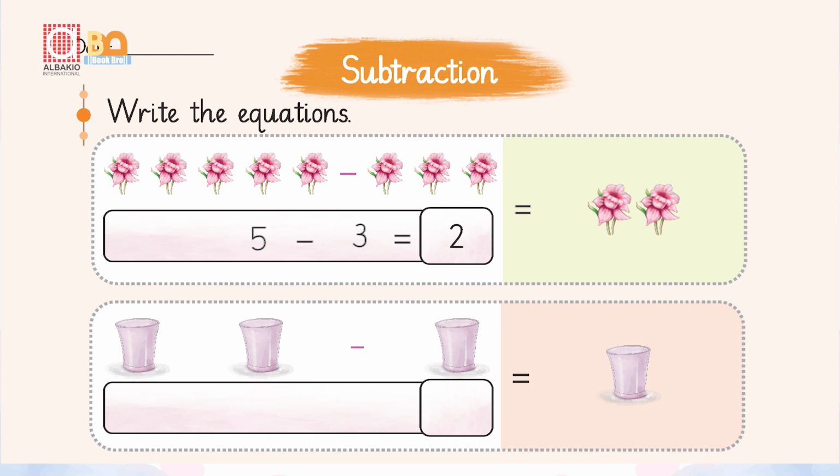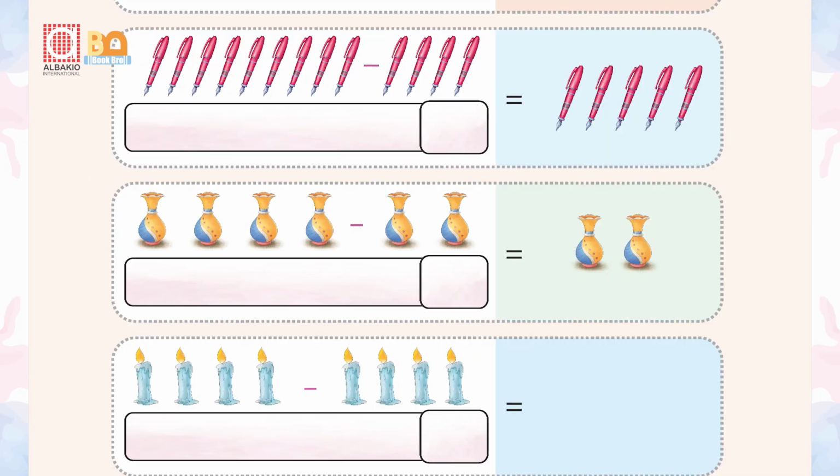Look at here. 5 minus 3 is equal to 2. Now look at this picture. We will write here 2 minus 1 is equal to 1. Now let's count the pens. These are 9 pens and we have to take away 4 pens out of these. So 9 minus 4 is equal to 5.